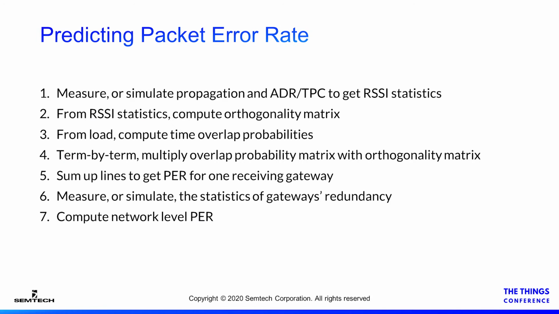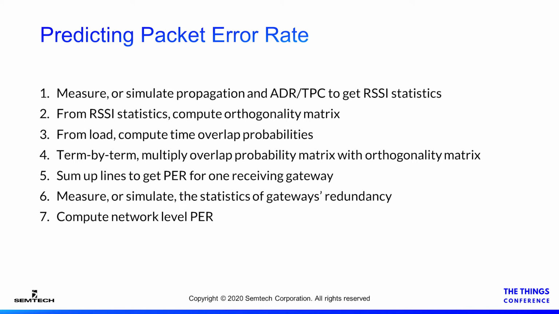So I'm going to recap the scheme, because we had this question many times, how to predict the capacity. So I'm going to recap this scheme, which is pretty fast. First, you need to measure or simulate the propagation and adaptive data rate, transmit power control, to gather the RSSI, the signal level statistics. From the signal level statistics, you will be able to compute an orthogonality matrix, meaning how bad a collision is on average. Then from the load, you will compute from the well-known ALOHA formula the time overlap probabilities.